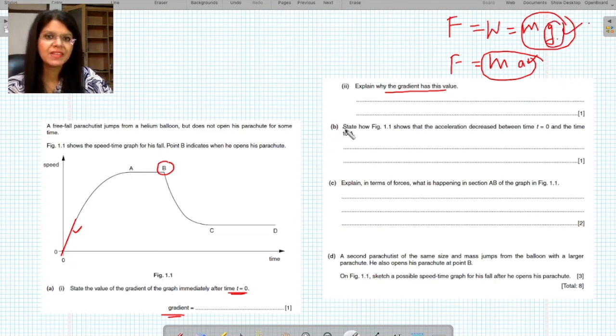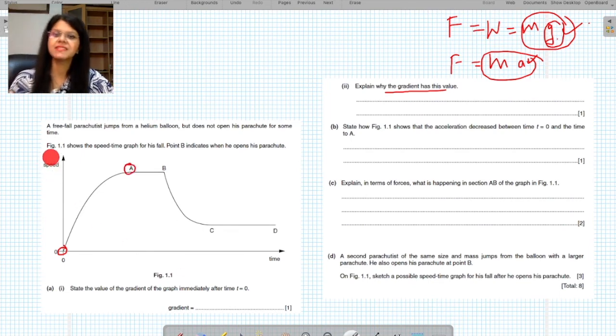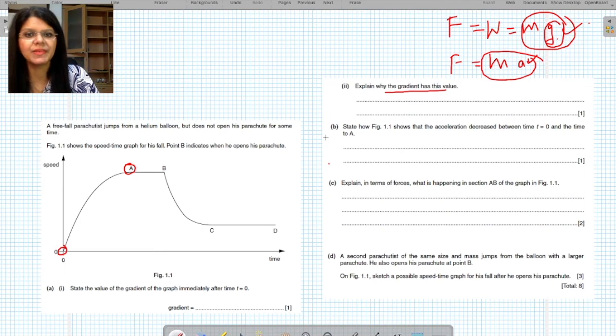Question number B part. State how this figure shows that the acceleration decreases between time t equal to 0 and the time a. So why is the acceleration decreasing? How can you say that the acceleration is decreasing between this point and this point? So what kind of a graph is it? It is a speed time graph. And what kind of a curve do you see between these 2 points? It's a downward going curve. So therefore, the gradient is going down. So what should be your answer here? Your answer here should be, you have a downward going curve.